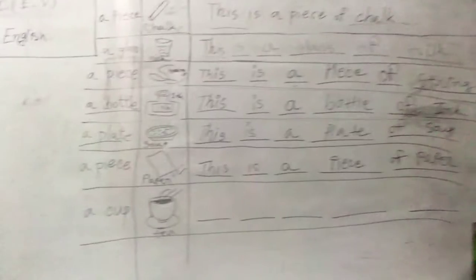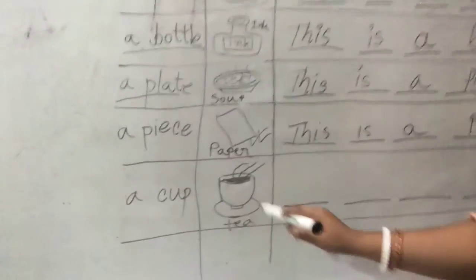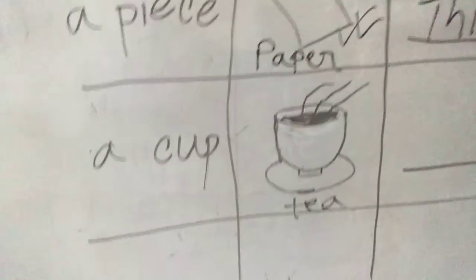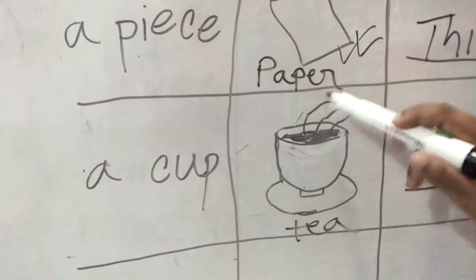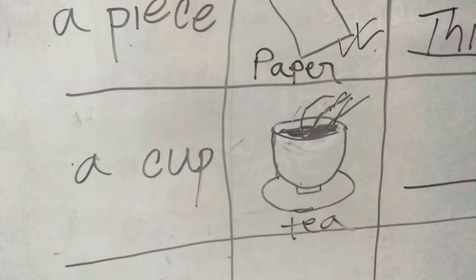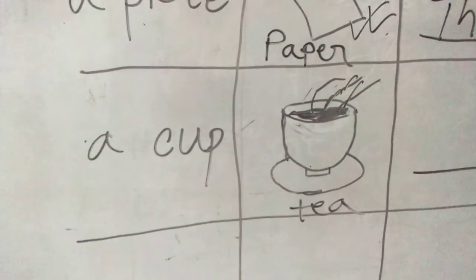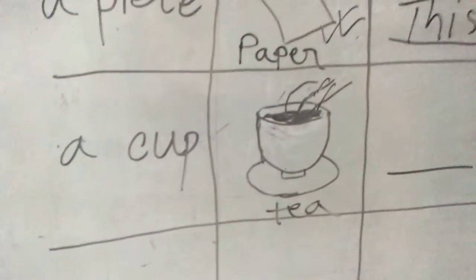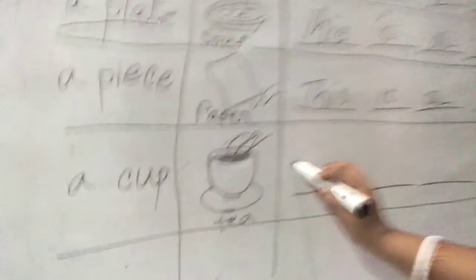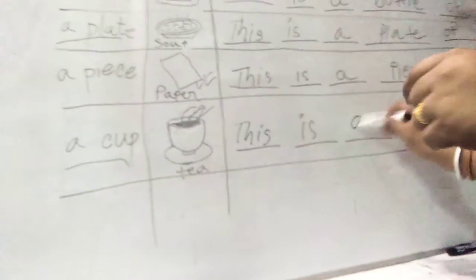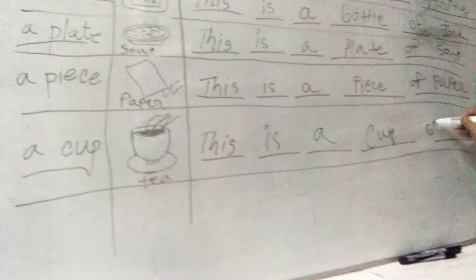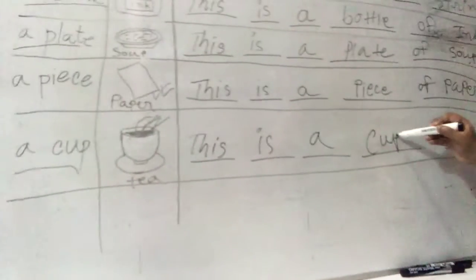Coming to the last, it's a cup, and from this picture we can sense that it's a cup of hot tea, as the steam is coming out, so we can sense that it's very hot. So the first one will be this, as it's a cup. For a cup, as it indicates only one thing, we have to put is here, then cup of tea. Okay, we are done.